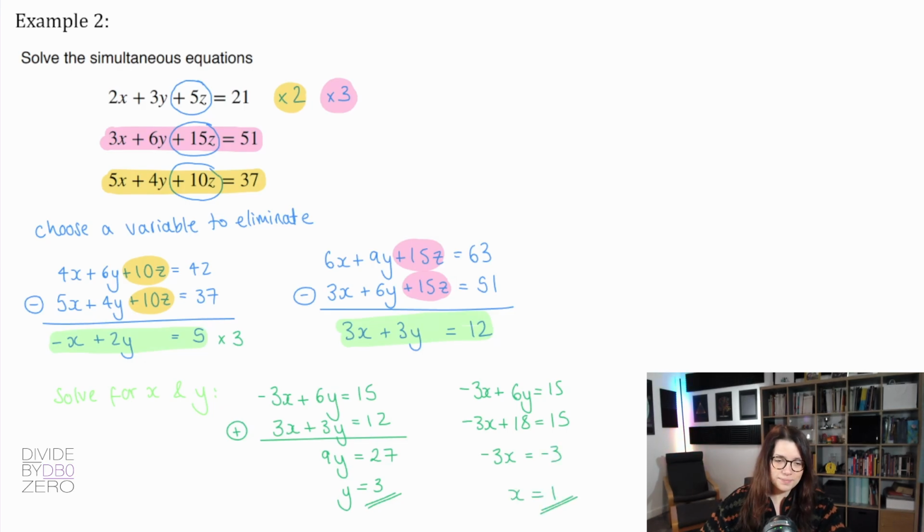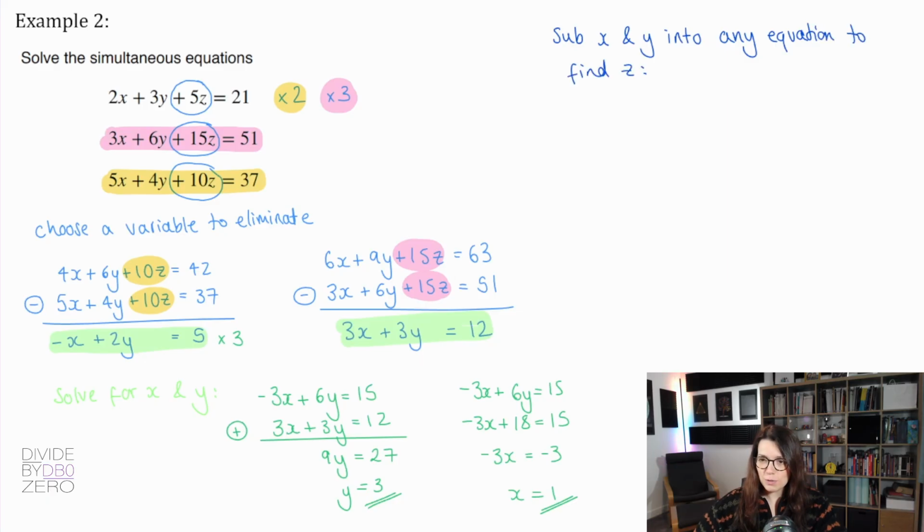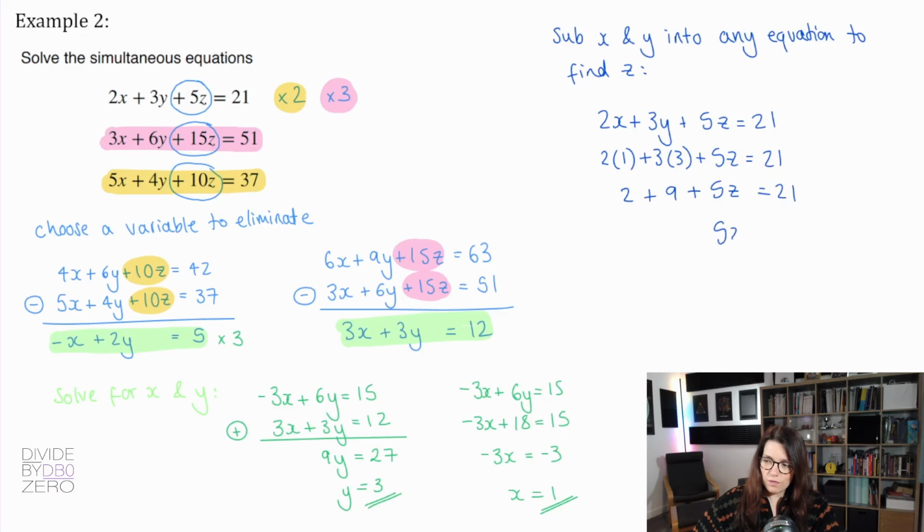Once you know x and y, you just need to find z. You can do that by subbing into any of the equations. I'm just going to choose the top one. 2x plus 3y plus 5z equals 21. Sub in the x and y values we just found, and we get 2 plus 9 plus 5z equals 21. Therefore, 5z is 10 and z is 2.